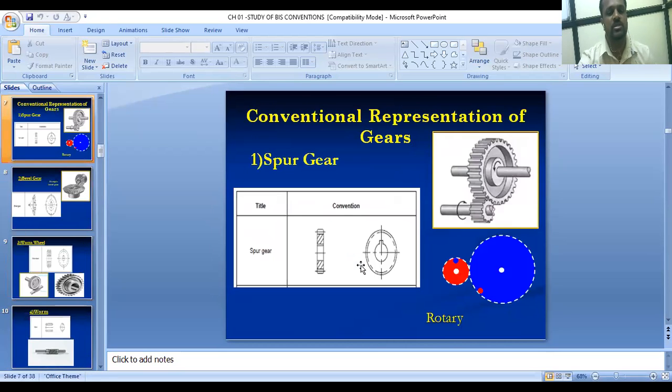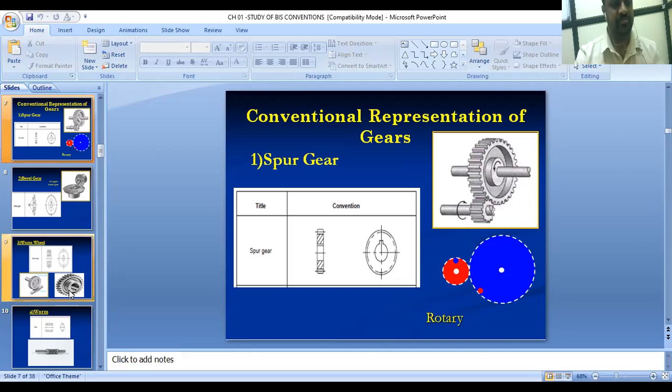Okay, so this is the conventional representation for this gear. Now the next point will be to draw the conventional representation for the gear assembly.